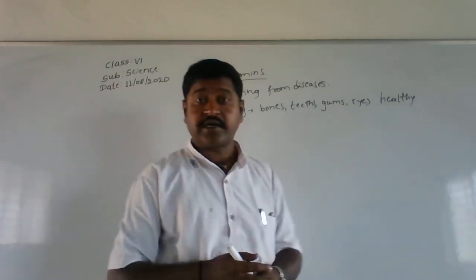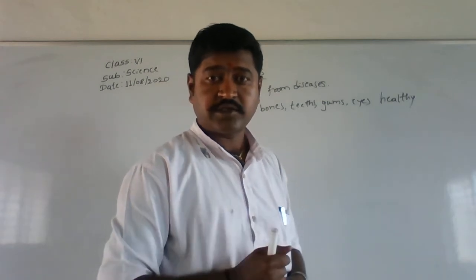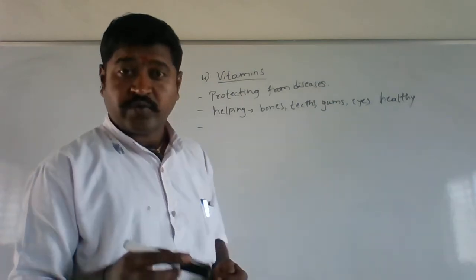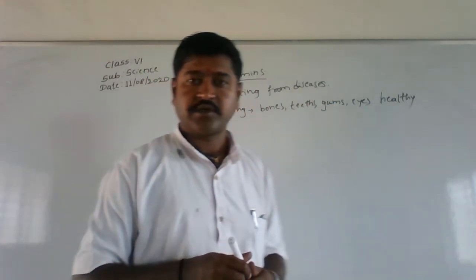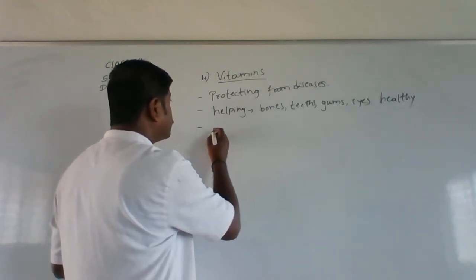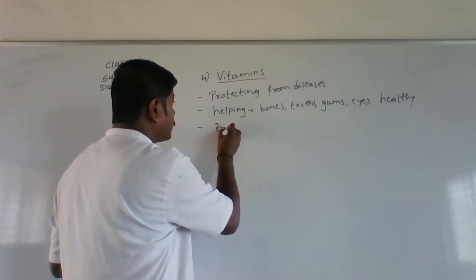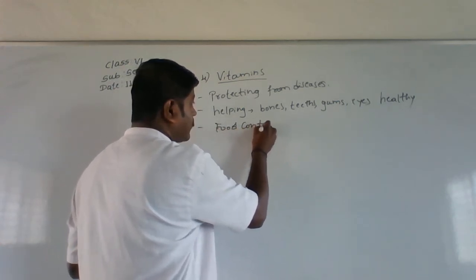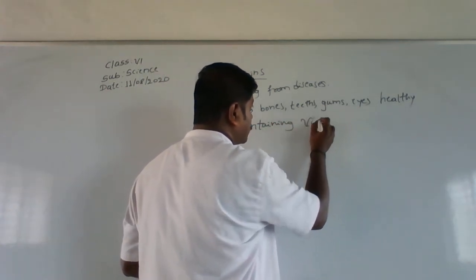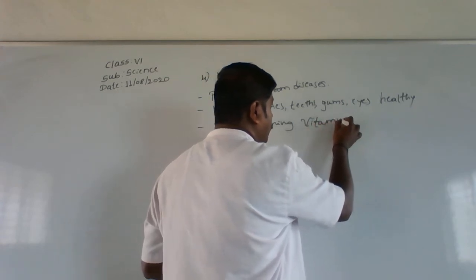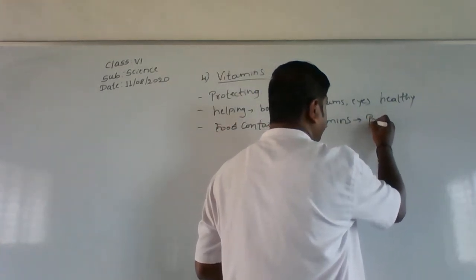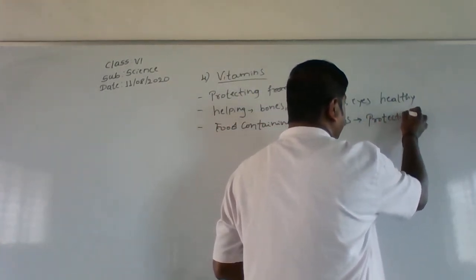The food which contained proteins in it, we call them as bodybuilding foods, right? Then the food which is containing vitamins in it, what do you call it? We call it as protective food. So food containing vitamins, food which is having vitamins in it, are said to be protective food.